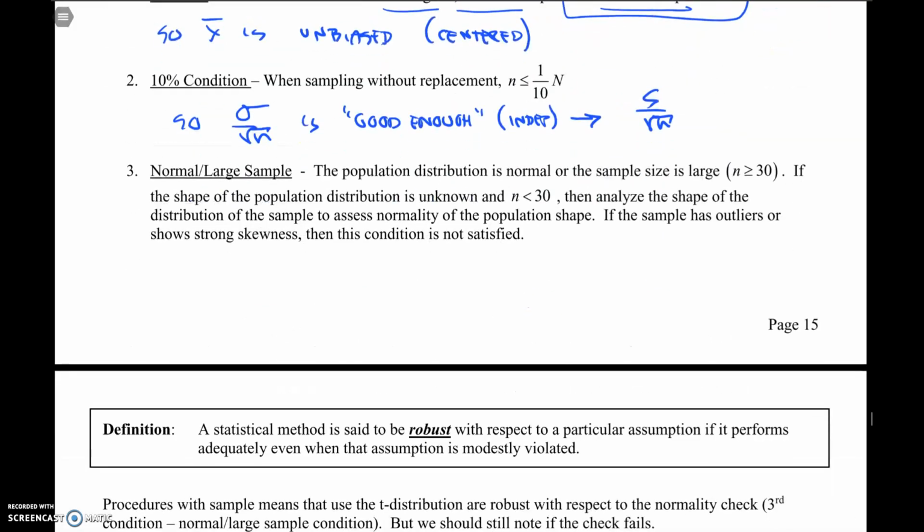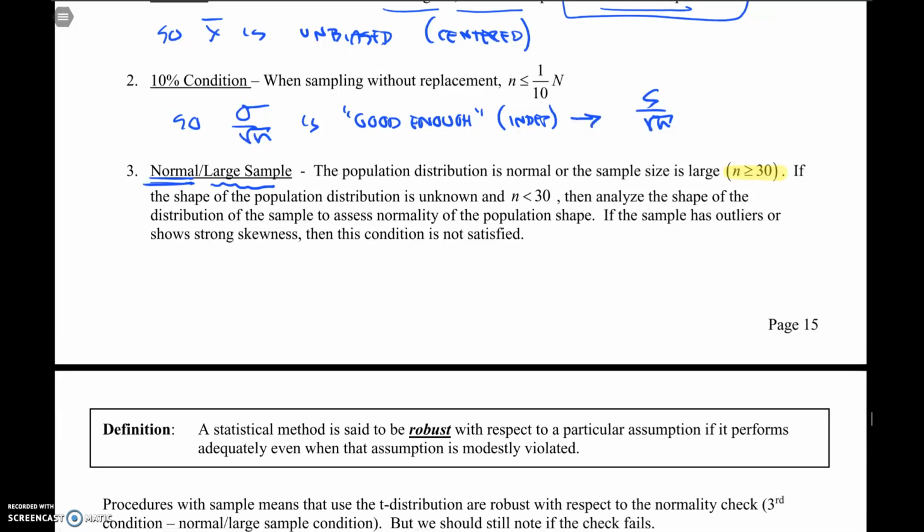And then normal large sample says, so the way this check is actually going to play out differently, and we're going to spend some time working on this check. So if you remember, it was first check the original distribution. If the original distribution is normal, then you're good for all sample sizes. If the original distribution is not normal, then your sample size needs to be big enough, and we said 30 was the magic number, even though it's really not.